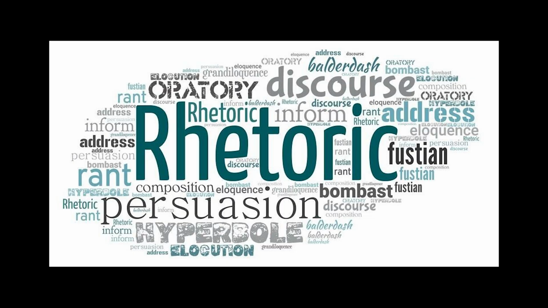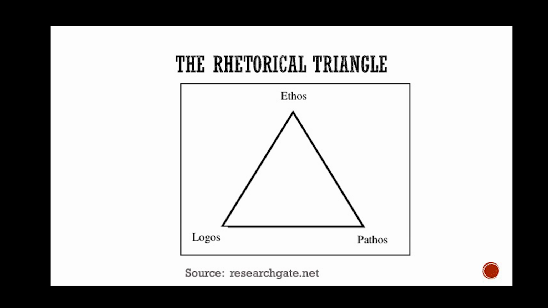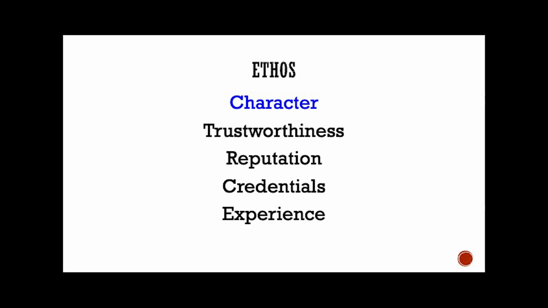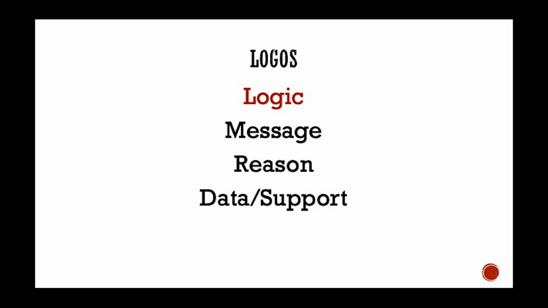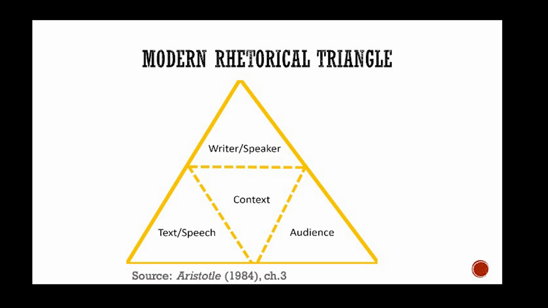Okay, well, let's get started with the basics. Rhetoric is the art of persuasion. Aristotle broke it down into three main components: ethos, pathos, and logos. Ethos refers to the credibility or character of the speaker. Pathos is about appealing to the audience's emotions, and logos relies on logical arguments and evidence. Often, writers and speakers will use a mix of these rhetorical tools in order to accomplish their goal.